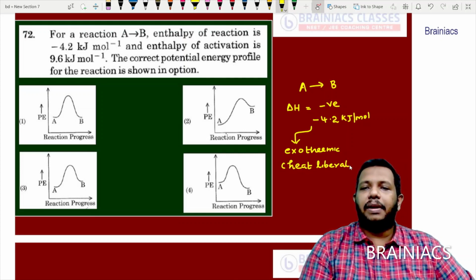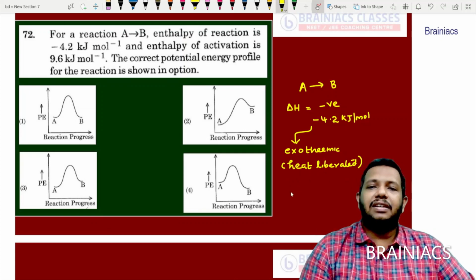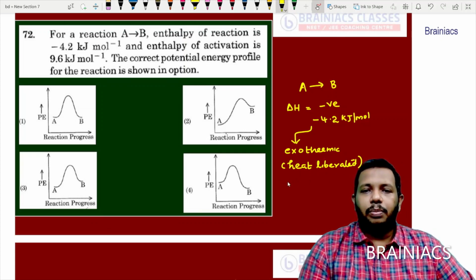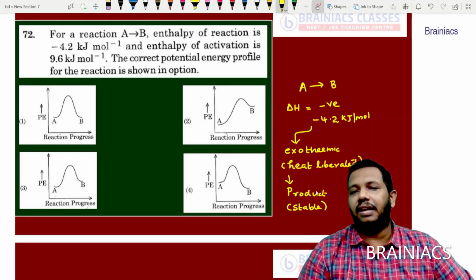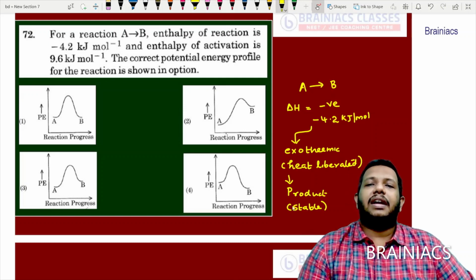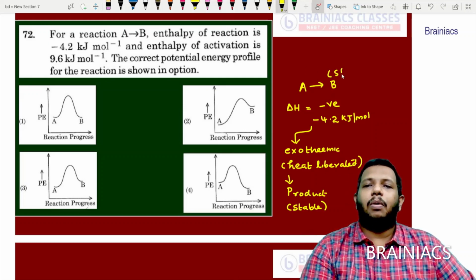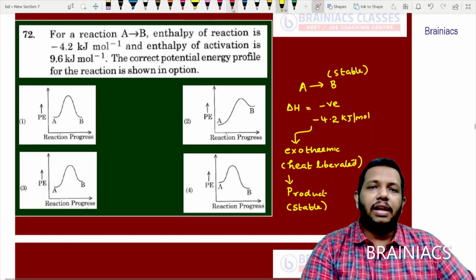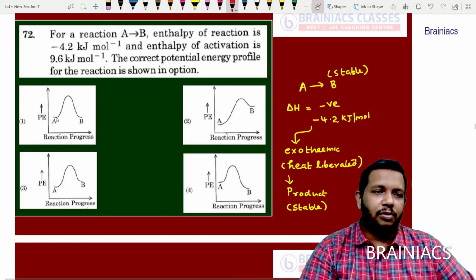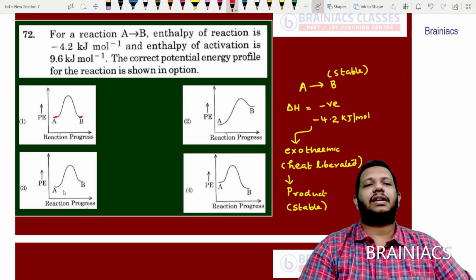So heat is liberated means what is happening? Energy is going out. Energy is going out means the product you are obtaining is more stable. It's a stable product with the energy getting released. So if you compare A and B, B will be more stable since it is releasing the energy, so its energy will be very low. Looking at the options, in the first one, both A and B have similar energy, so that is not the correct answer.